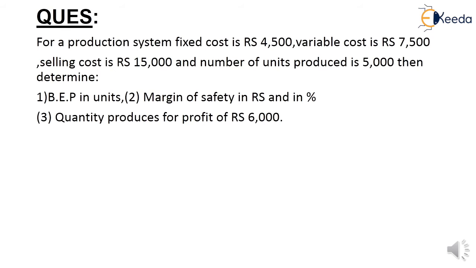Read the question. First of all, students, read the question very carefully and write down all the given data. For a production system, the fixed cost is rupees 4,500 and the variable cost is rupees 7,500. The selling cost is rupees 15,000 and the number of units produced is 5,000. Then determine: the first one is the break even point in units.